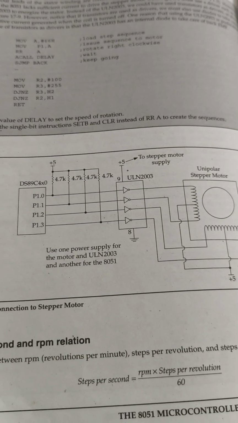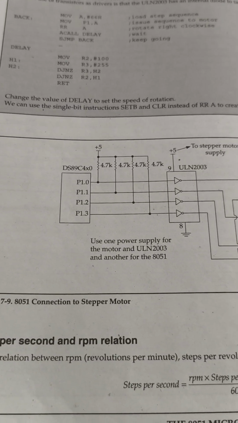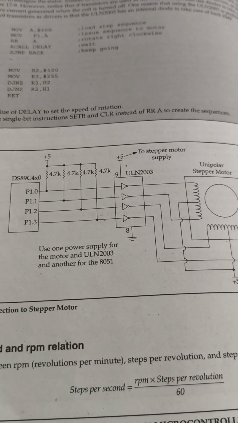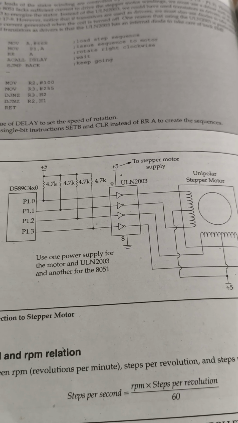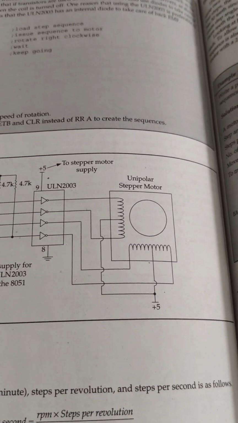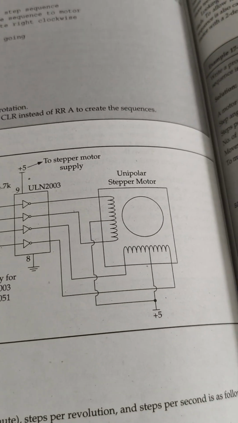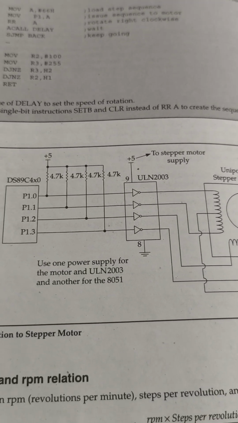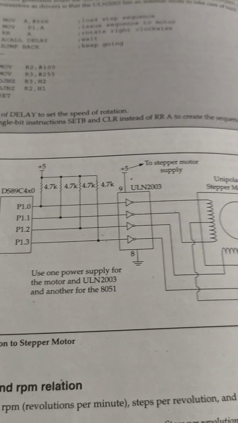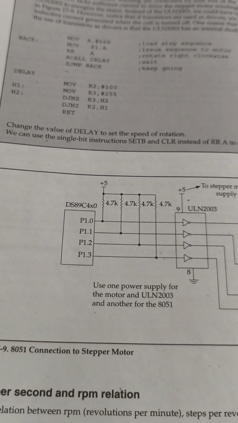Okay, this diagram is important. That is the interfacing, the 8051 connection to the stepper motor. Definitely such questions will be asked. Explain with a neat diagram the interfacing of stepper motor with the 8051 microcontroller. This is your microcontroller. This is your stepper motor. Here we have given power to the ULN also, and we have also given the power plus 5 volt. By using this we can interface the stepper motor to the 8051 microcontroller.